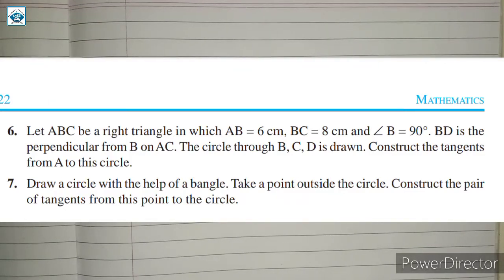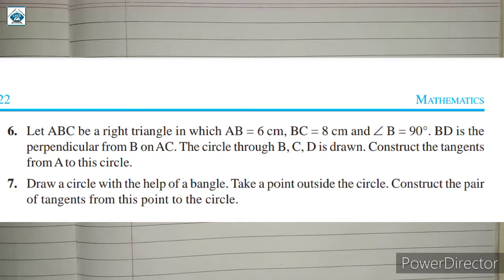Question number 6. Let triangle ABC be a right triangle in which AB is equal to 6 cm, BC is equal to 8 cm and angle B is equal to 90 degrees. BD is the perpendicular from B on AC. The circle through B, C, D is drawn. Construct the tangents from A to this circle.